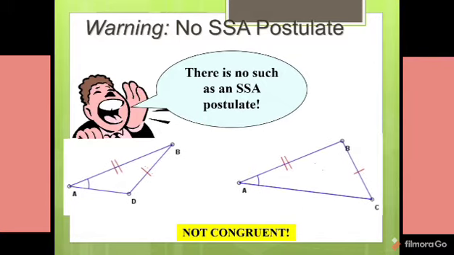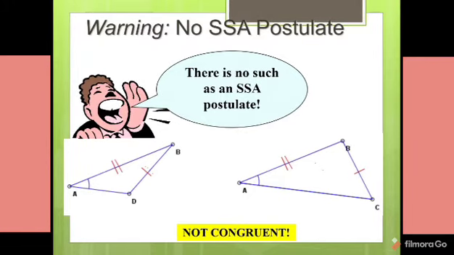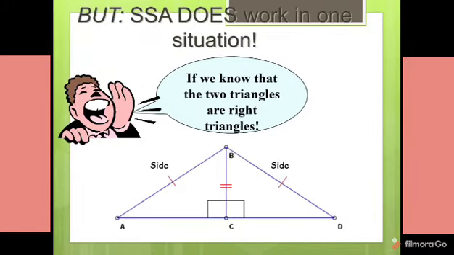Yes, look at it. Are they on the same figure, the same size? Well, of course, no. And that's the reason why there is no such SSA postulate. But SSA does work in one situation. That is if we know that the two triangles are right triangles, just like in our illustration.